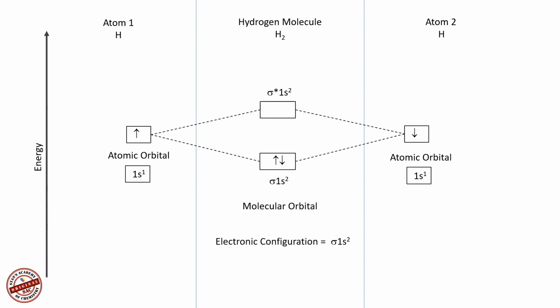One is sigma 1s2 and the other sigma star 1s2. Since we only have two electrons, they both go into the sigma 1s2 molecular orbital, which has lower energy than the atomic orbitals. So the electronic configuration of the hydrogen molecule using molecular orbital theory is sigma 1s2.